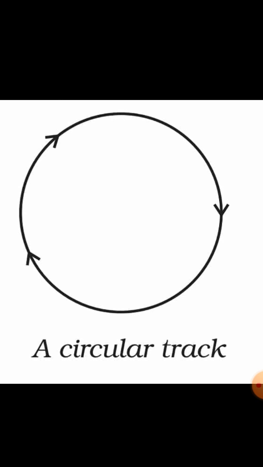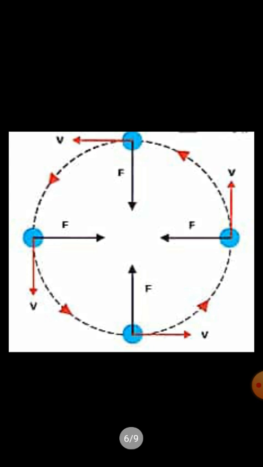Now, you can see the circular track where the athlete runs with uniform speed. In this case, how many times does the athlete change his direction of motion? At every instant along the circular track, he changes his direction of motion. He is moving with uniform speed but is changing his direction. Can we consider the motion of the athlete as accelerated motion?